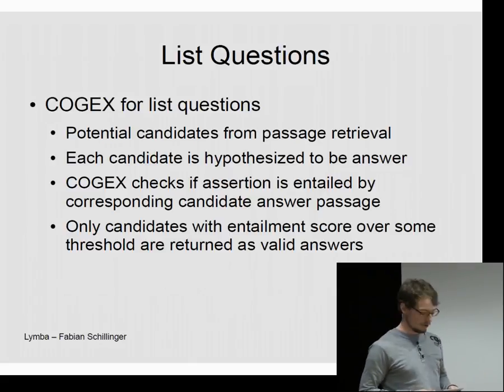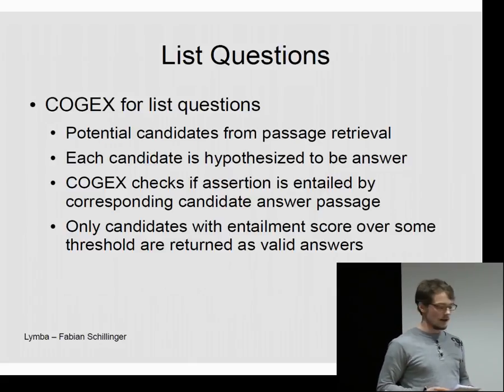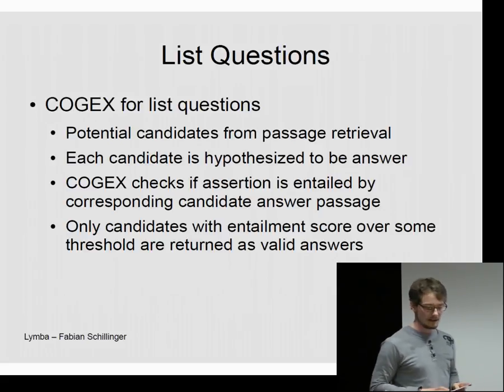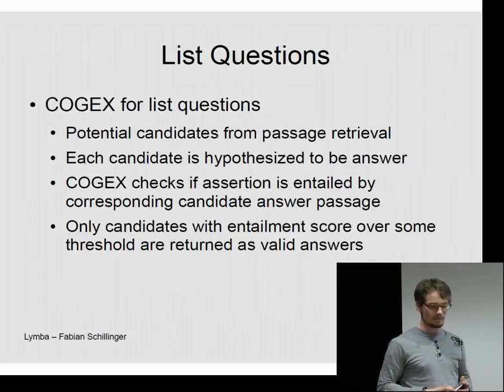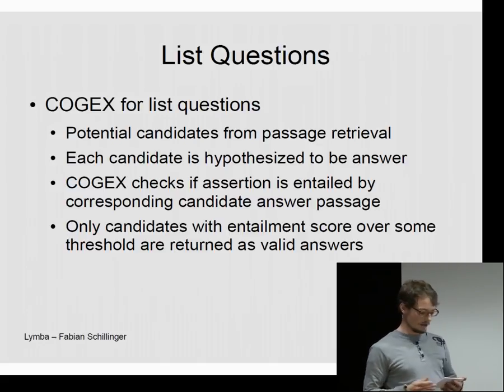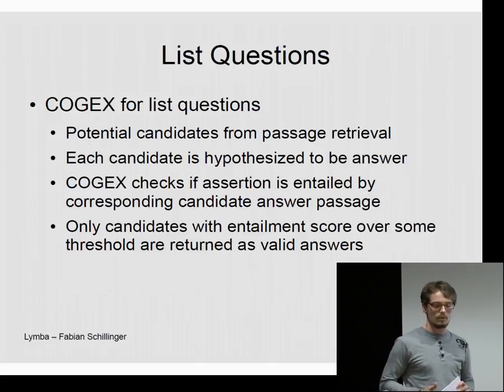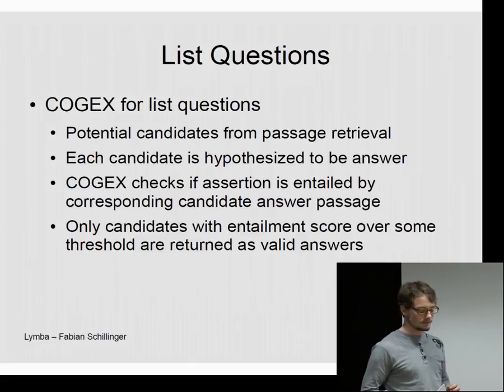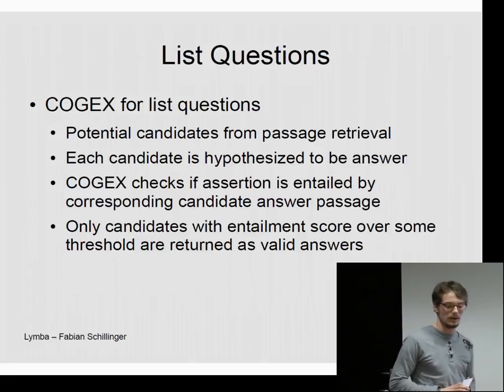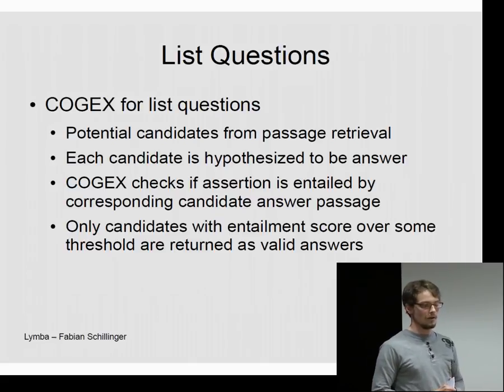Something about Kogex. Kogex is a logic prover, and any candidate that scores over some threshold is a potential candidate based on this passage retrieval, and each of these candidates is hypothesized to be the answer. Then Kogex checks if this assertion is entailed by a corresponding candidate answer passage, and only if the entailment score is over some threshold, it returns this as a valid answer.